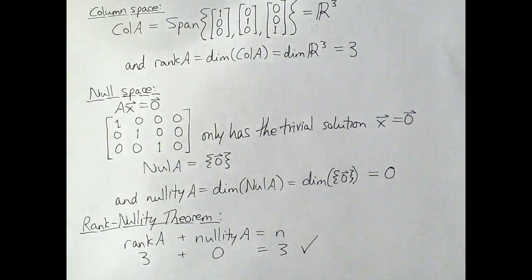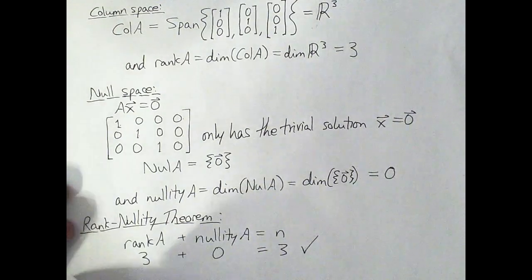Oh, I have a question. Do you think it's possible for the rank to be 0? I guess if you have a 3 by 3 matrix like we did, do you think it's possible for the rank to be 0 and the nullity to be 3? And what do you think that matrix would look like?